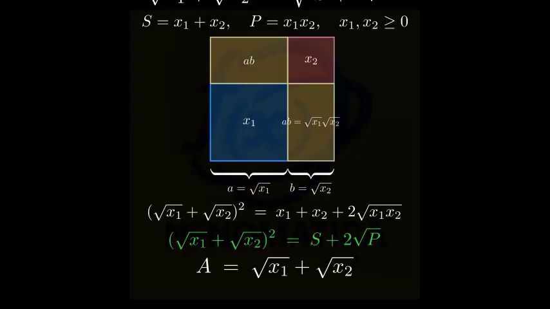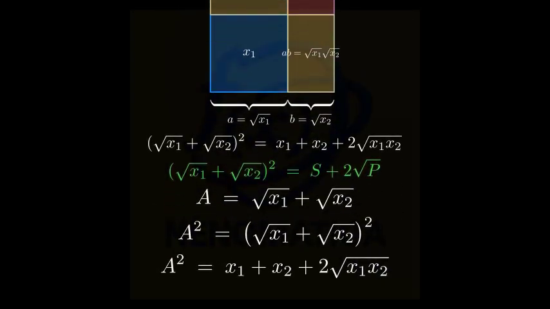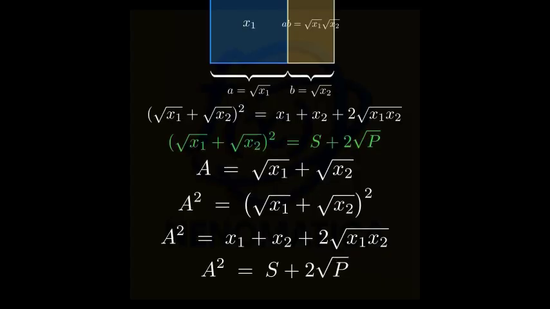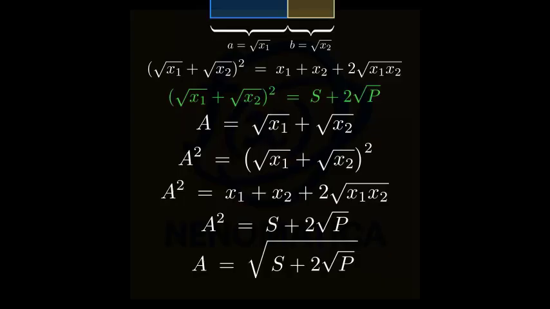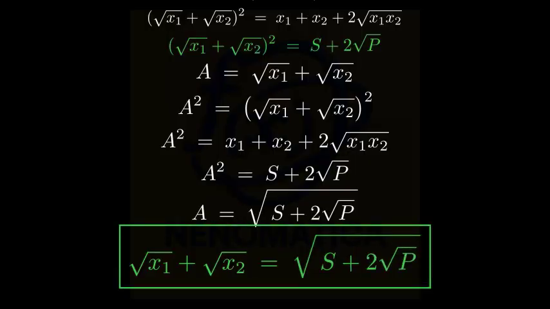Now, let us present the clean algebraic proof, step by step, matching the structure. First, set capital A equal to the square root of x1 plus the square root of x2. Square both sides. Expand the square using a plus b quantity squared equals a squared plus 2ab plus b squared. Replace x1 plus x2 by S and x1 x2 by P. Because A is a sum of two non-negative square roots, A is non-negative, so we take the positive square root on both sides to get A equals the square root of S plus 2 times the square root of P. Finally, substitute back A equals the square root of x1 plus the square root of x2. This completes the proof. Recap.